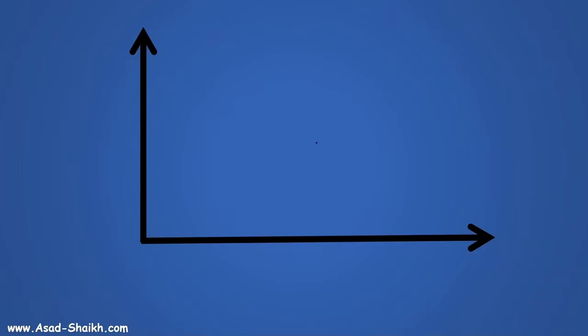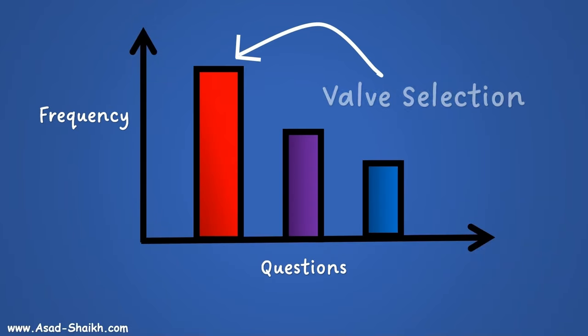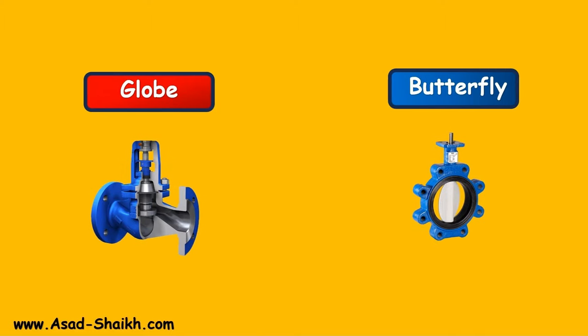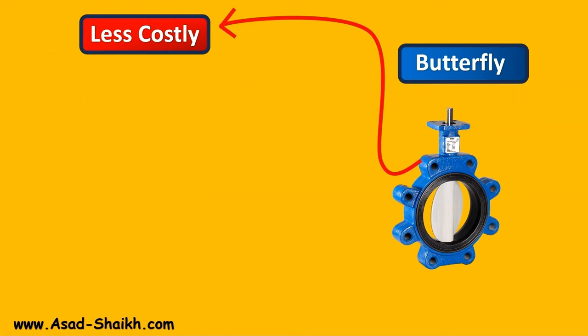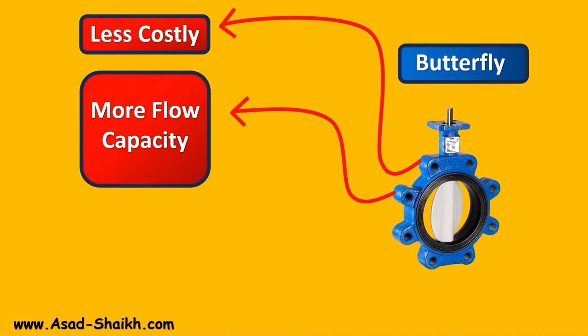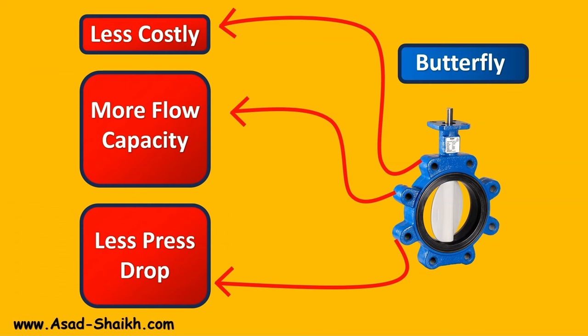The most asked question when it comes to control valves has been valve selection, and that is asked for a reason. For example, when you have a globe valve and a butterfly valve, both these valves can be used to control the flow. However, if you notice, a butterfly valve is less costly, it has more flow capacity, and it has even less pressure drop.